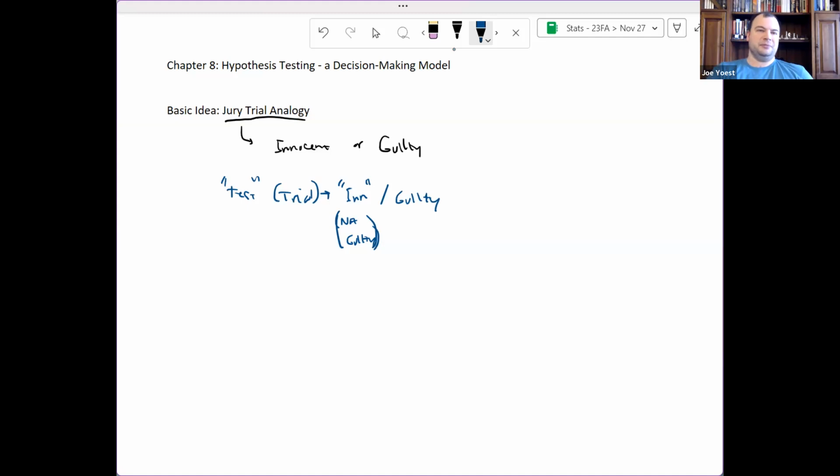We're determining through the test, through the trial, innocence versus guilt, but really the result would be guilty versus not guilty. And that's actually an important nuance, whether we would call the person innocent or whether we call them not guilty. It's an important nuance both in the trial, in the legal system, but also in how this analogy works with hypothesis testing.